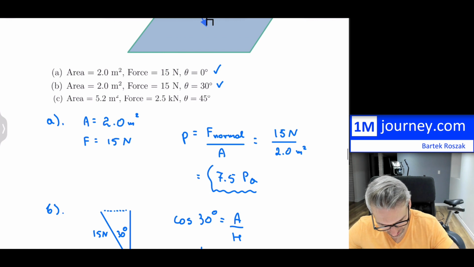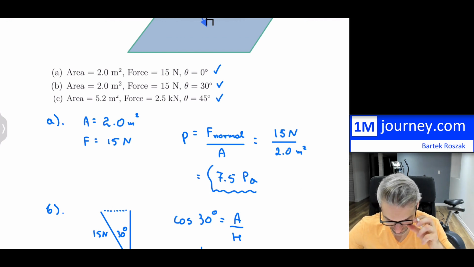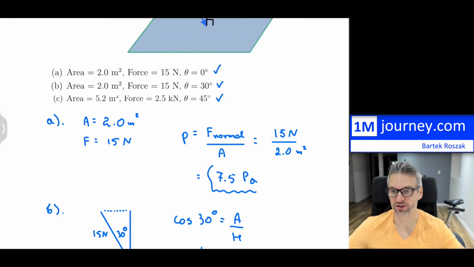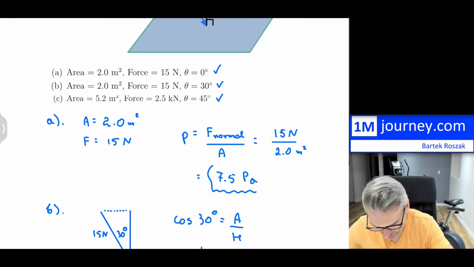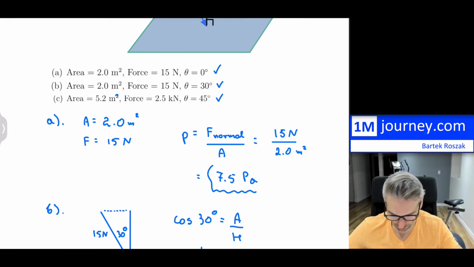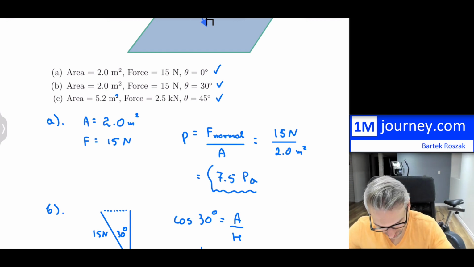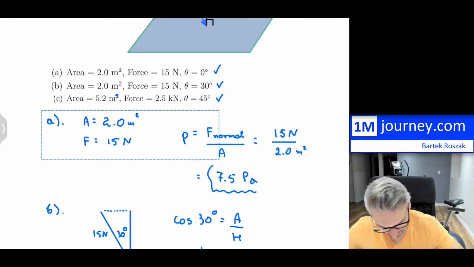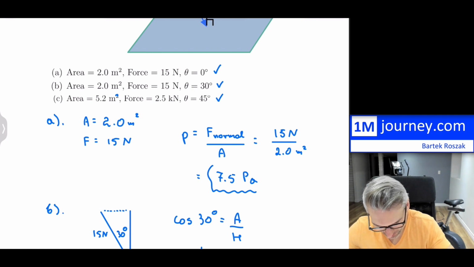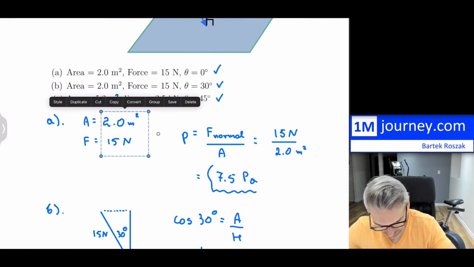Now the third example right here, the area has changed. The area is 5.2 meters squared, and then the force is 2.5 kilonewtons, so we're going to have to be careful a little bit. I'm going to remove this out of the way for myself so that I can rewrite these in.